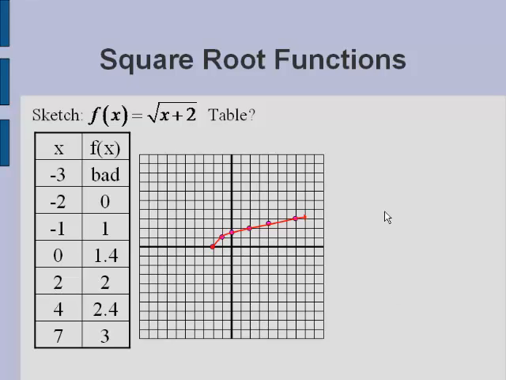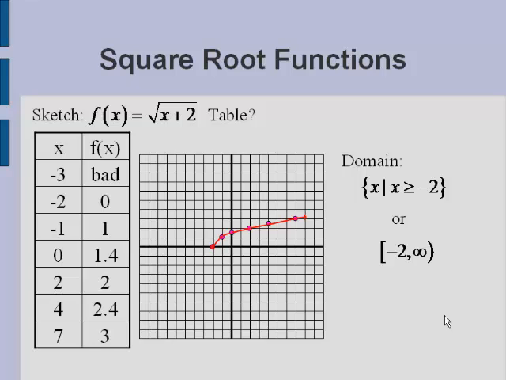What's the domain of this function? Well, again, looking at the graph and at the table of values, we could say that the domain is the set of numbers x such that x is greater than or equal to -2. Or, of course, bracket -2, comma, infinity.